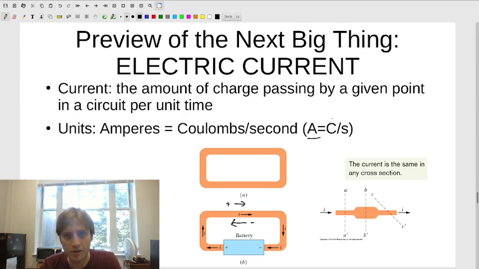So it's telling you how much charge is passing by your cross section of the circuit in a single second. And so this current is just telling you about a slice through your circuit, and then you're counting how much charge is passing each second.